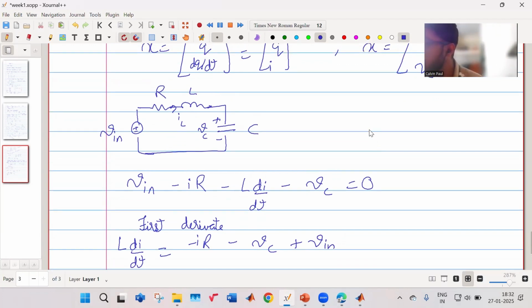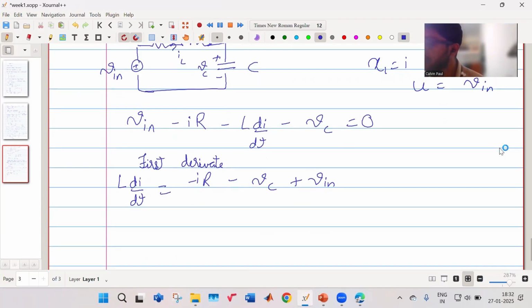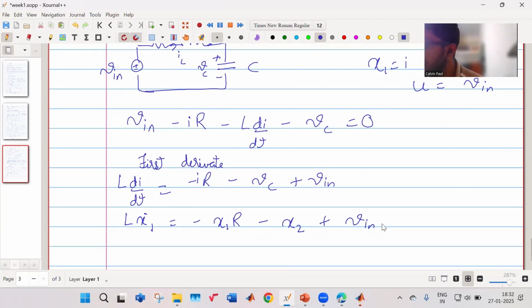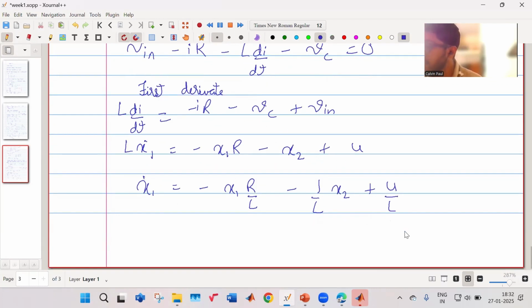Okay. So now what do we do? The state x1 is I, the state x2 is VC, and my input is Vin. So we write L into x1 dot is equal to minus x1 into R minus x2 plus Vin. So my x1 dot is equal to minus x1 into R by L minus 1 by L into x2 plus, Vin actually should be U, so this is U by L. Okay. So this is the first set of equations.